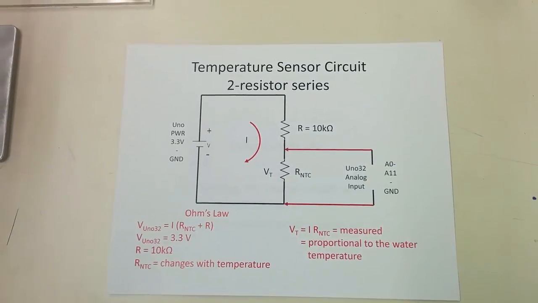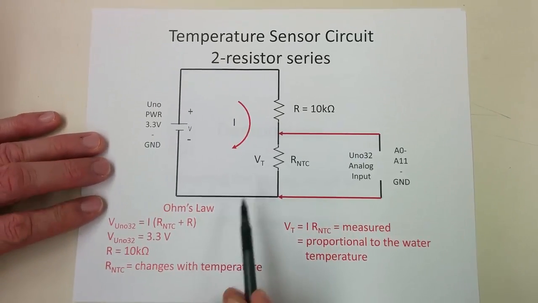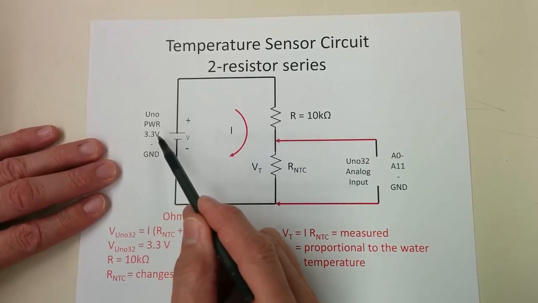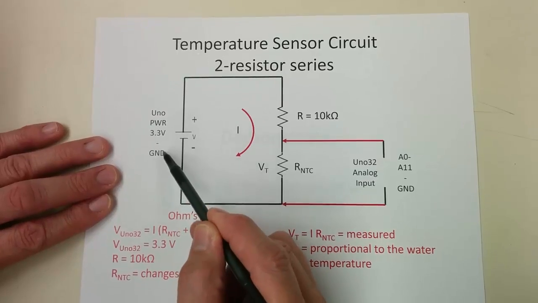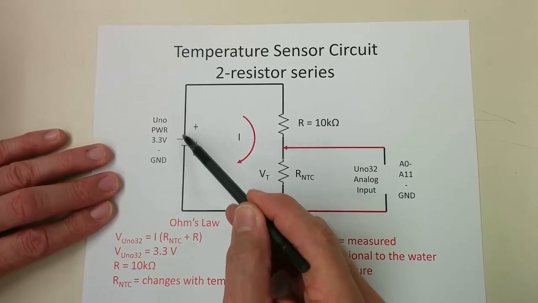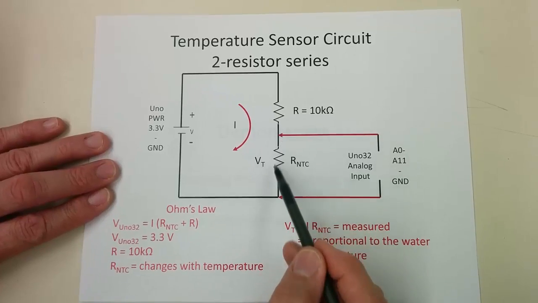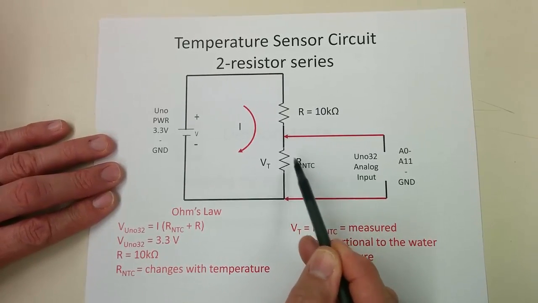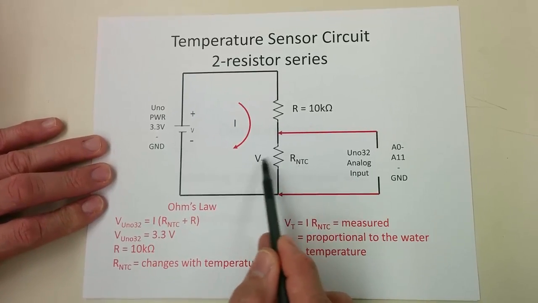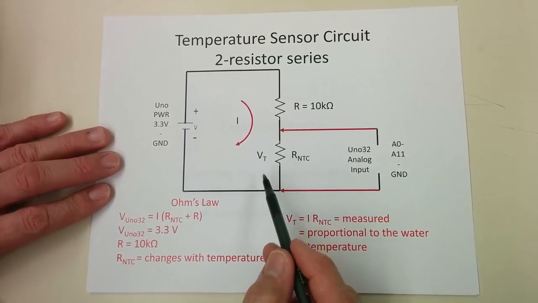Alright, so what does that temperature sensor circuit look like? Again, you won't be wiring this, but we do want you to see it's another application of Ohm's law here. So the UNO 32 has 3.3 volts and ground on it. This will be our power supply for this sensor circuit. Again, the 3.3 volts will come down through a 10 kilo ohm resistor and then down through the resistance of the thermistor, which is a negative temperature characteristic resistor. So this voltage across the thermistor is the voltage we're going to be watching with the UNO 32.